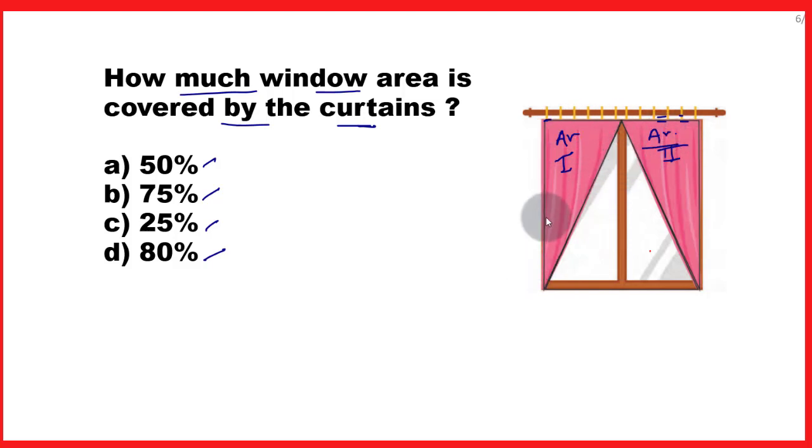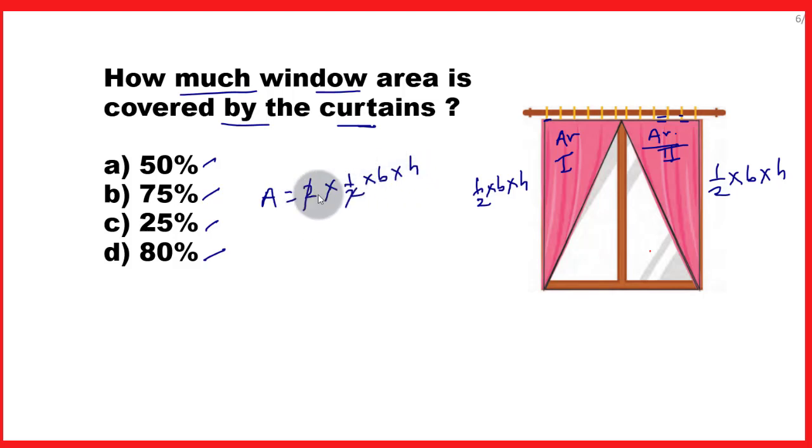So first we will find the area of the first curtain. This is a right angle triangle, so its area we will calculate as 1/2 into base into height. And the area of this triangle also we will calculate as 1/2 into base into height, and therefore the total area of the curtain will be equal to twice of 1/2 into base into height. And so here 2 and 2 will get cancelled, and we will get area is equal to base into height.